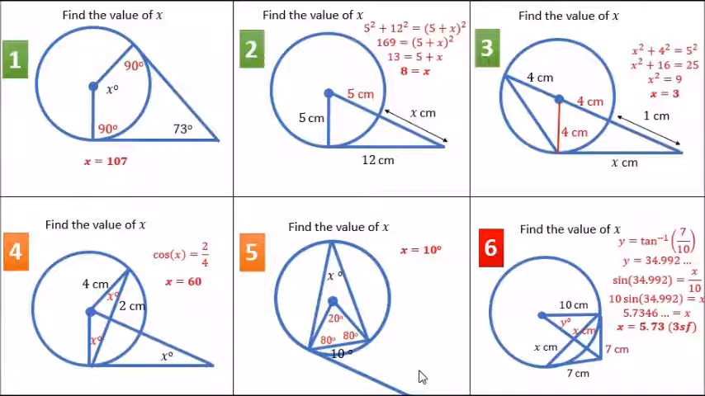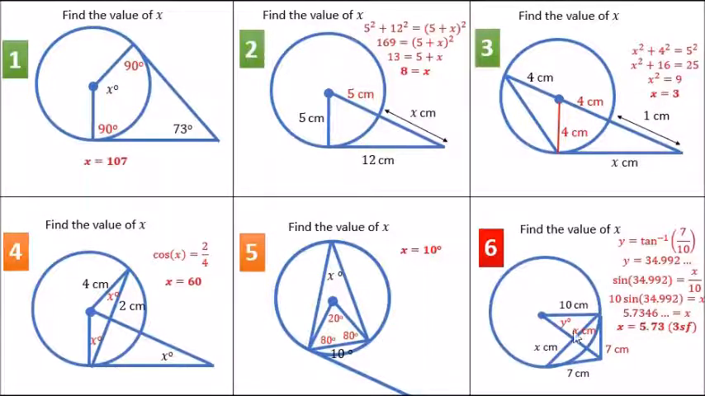Question 5 is quite tricky. We have to use the fact that we have 90 degrees down here, so this is 80 degrees. This is an isosceles triangle, which means this base angle is also 80 degrees. Then we have 20 degrees here because we have 180 degrees in a triangle. And then this angle is half the angle at the center, which means angle x is 10 degrees.